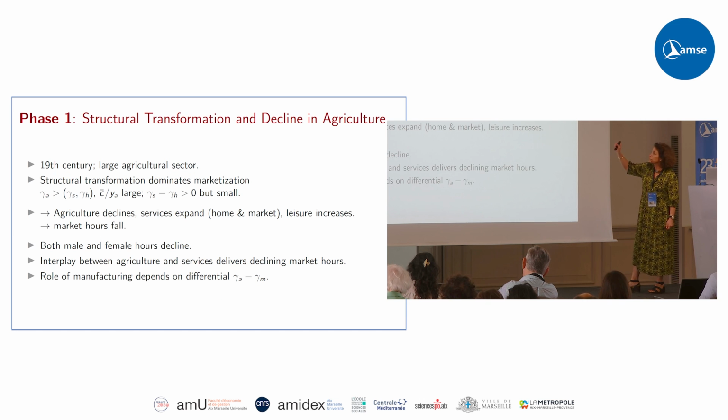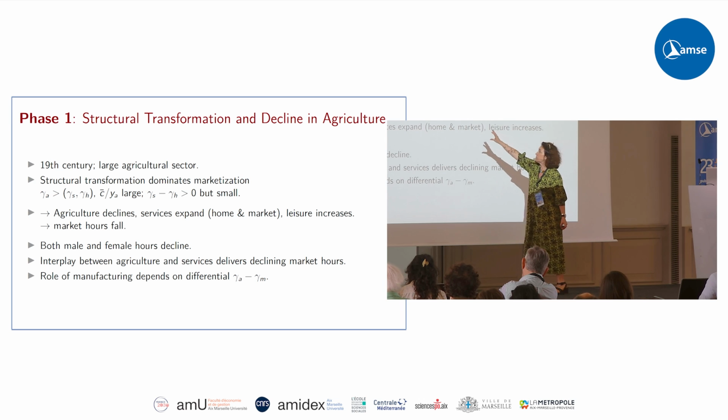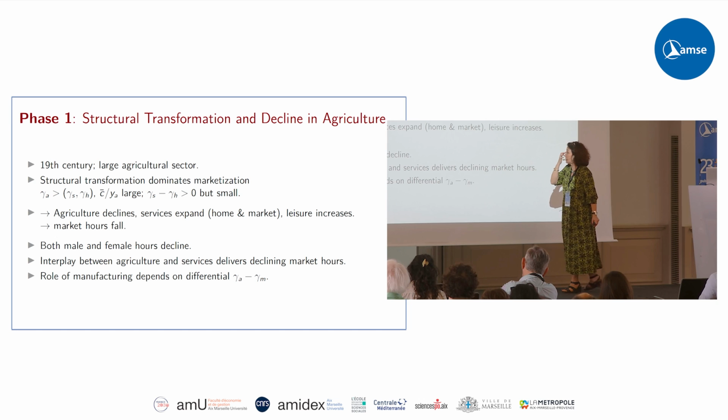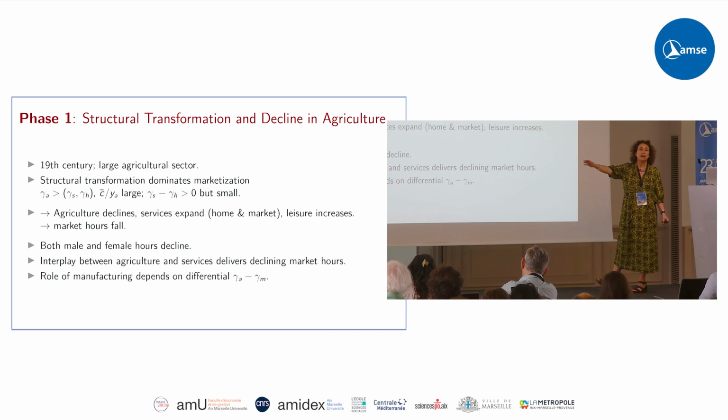In the first phase of economic development, let's say the 19th century up to the mid-20th century, initially there is a very large agricultural sector. So structural transformation is very important. There is a very large sector in which technology adoption and productivity growth is very fast. What happens? Structural transformation is the main force. Marketization is not important in the initial period. So there is agricultural decline. Agriculture sheds labor into everything else. Everything else means leisure, home services, market services, and manufacturing.